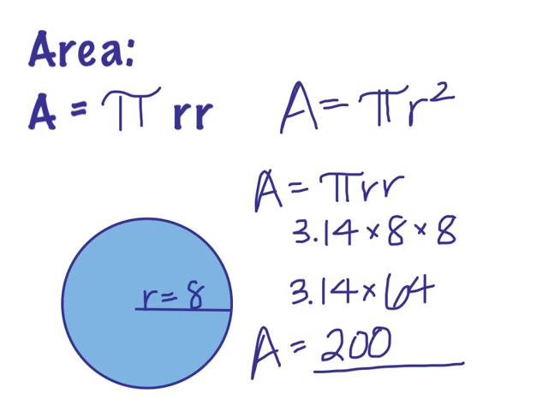Your answer is 200.96. And if this is inches, your answer is in inches squared. Area is two-dimensional, which is why our answer now has a squared in our measurement.